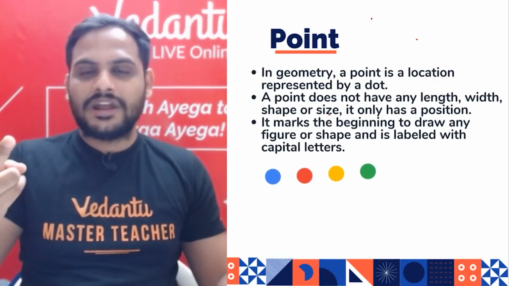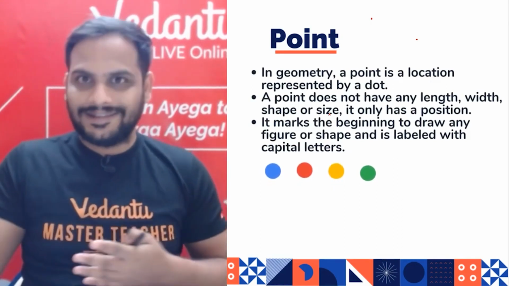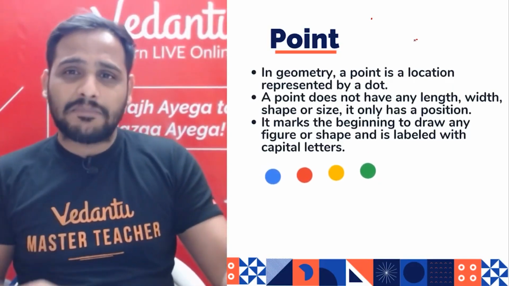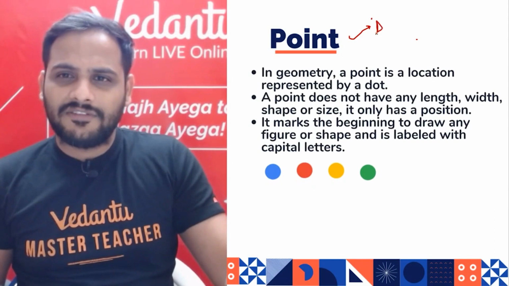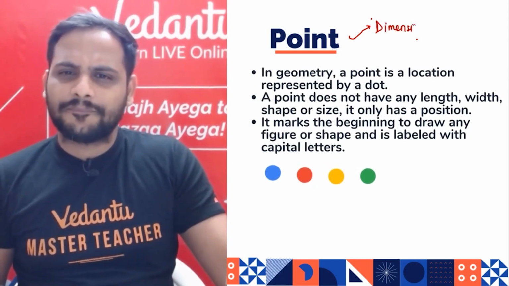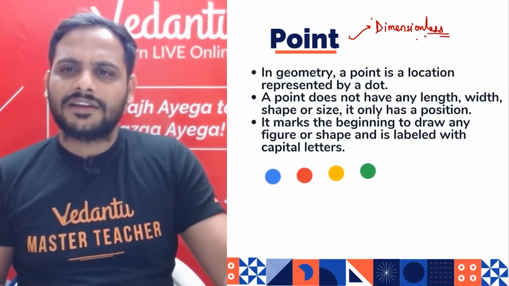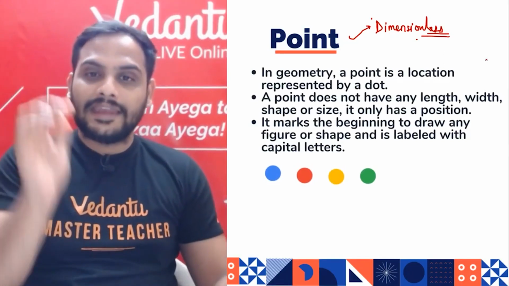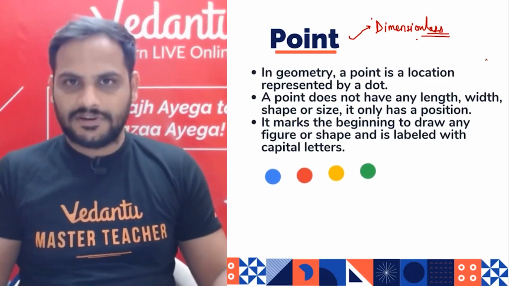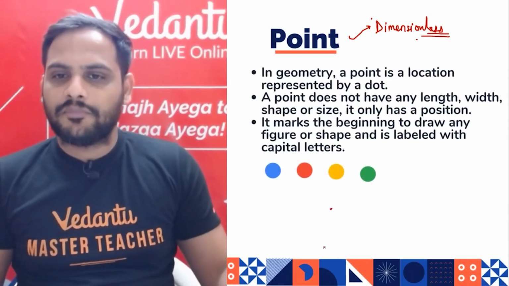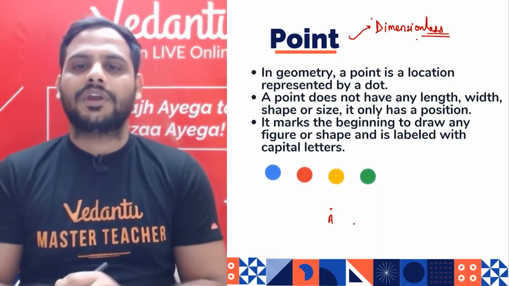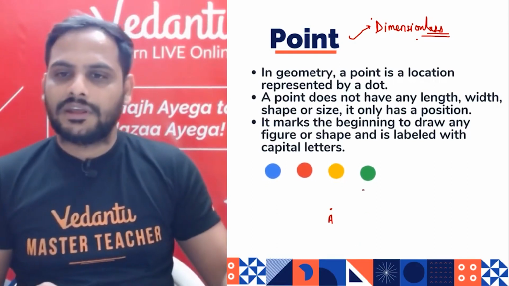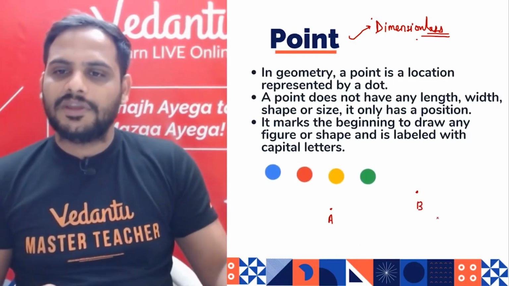We have talked about two-dimensional things, like circle, rectangle, square. We have talked about the one-dimensional line. But a point is dimensionless, because it doesn't have length, it doesn't have width, nothing. It doesn't have any dimensions or measurements. It marks the beginning to draw any figure or shape, and it's labeled with capital letters. For example, point A, and here I'll write point B, and so on.